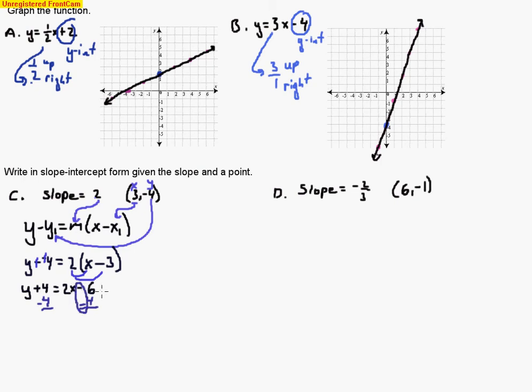Notice those are the same sign, so I need to add those 2 numbers together. And what do I have left? Well, this is what it is. y equals 2x minus 10. There's our answer. So in the slope-intercept form.